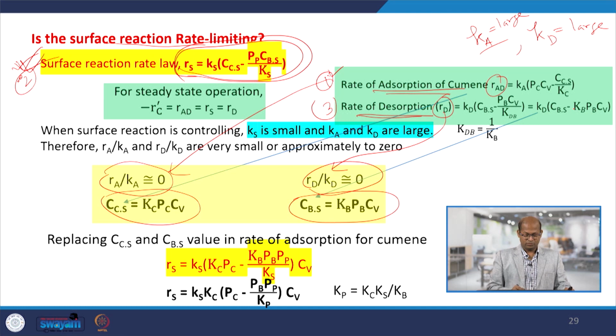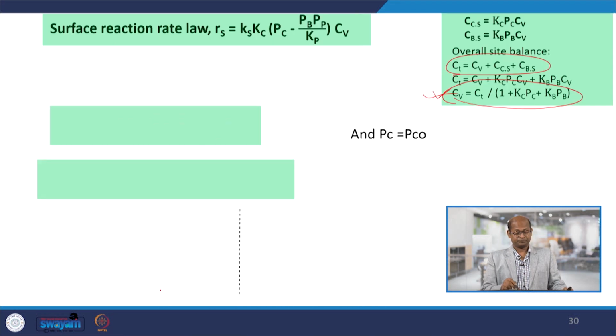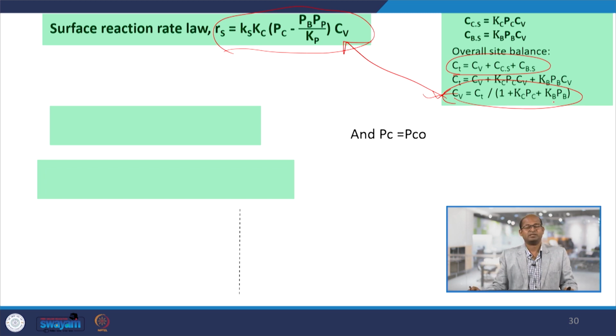Now the surface B and C concentrations we know, and we can substitute them into these equations. After substitutions we can get these rate equations, and here capital K equals Kc Ks by Kb. Now this is the surface rate equation. Here Cv, the vacant sites, in terms of the partial pressures of benzene and cumene we can express this way, and we can substitute that here.